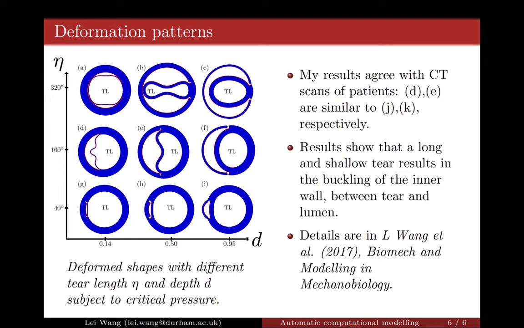But we can get more knowledge from computer modeling by applying these parameters. If you look carefully at this figure, you can find the buckling happens in this range. What is characteristic? Well, D is small and eta is large. So we can conclude the long and shallow tear tends to buckle.